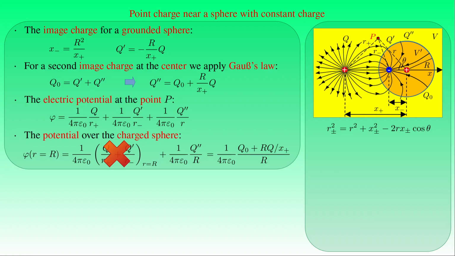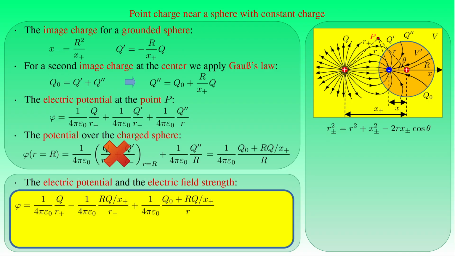We can also insert the expressions obtained for the image charges q prime and q double prime into the second and third terms of the electric potential phi. The result shows that the potentials of the grounded sphere and the charged one only differ in the third term, representing the contribution of the second image charge.